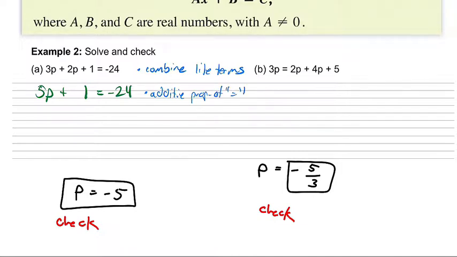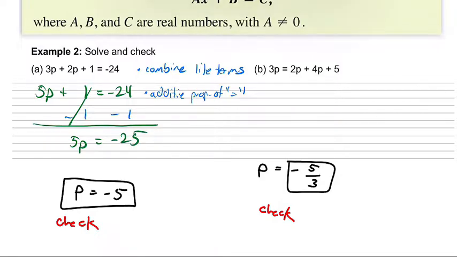Okay, and we can add and subtract the same thing from either side of the equal sign and preserve equality. So in this case, we'll subtract 1 from both sides. And you'll see when we do this, 1 plus a negative 1, they cancel, they go to 0. On the left, we're left with 5p. A negative 24 plus a negative 1 is going to be negative 25.